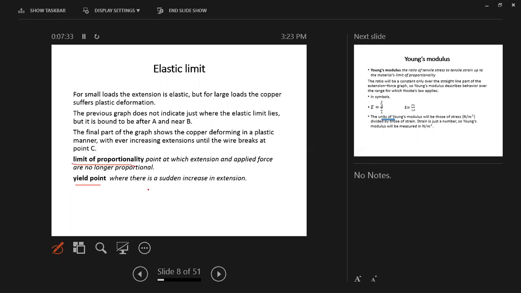There is a yield point over there. So when there is a sudden increase in extension, we call it a yield point, okay? When there is sudden extension, all right?